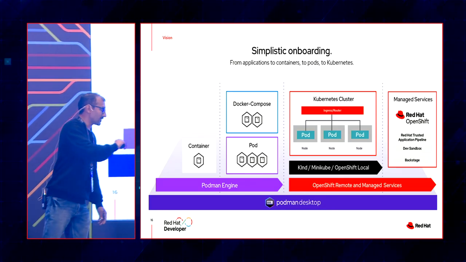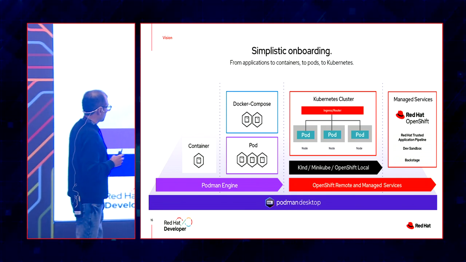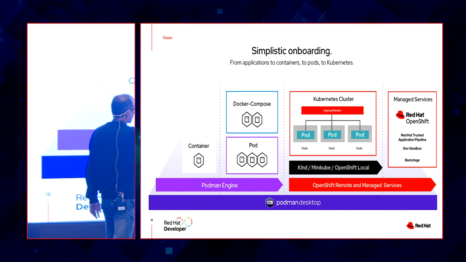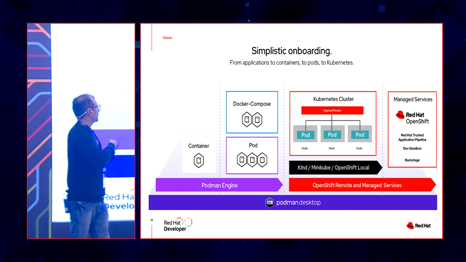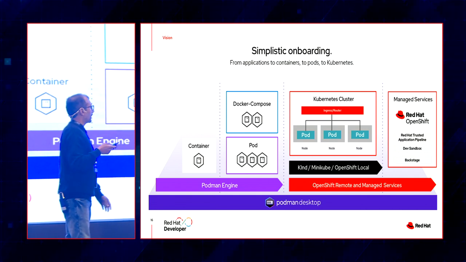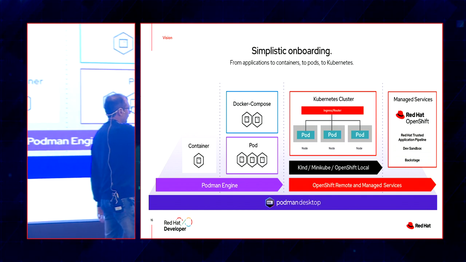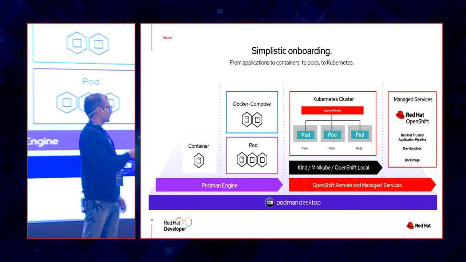So in Podman Desktop we have some kind of a plugin mechanism, right? Up to this part, this is the Podman engine, which you can use, the kind of wrapper, right? You can manage your containers, your pods, your Docker Compose if you have. And then at the far edge, we have the plugins, which are OpenShift, remote, and managed services. So we have different plugins.